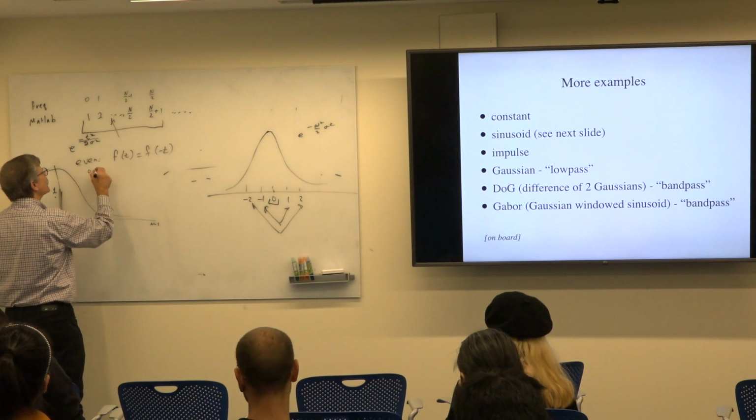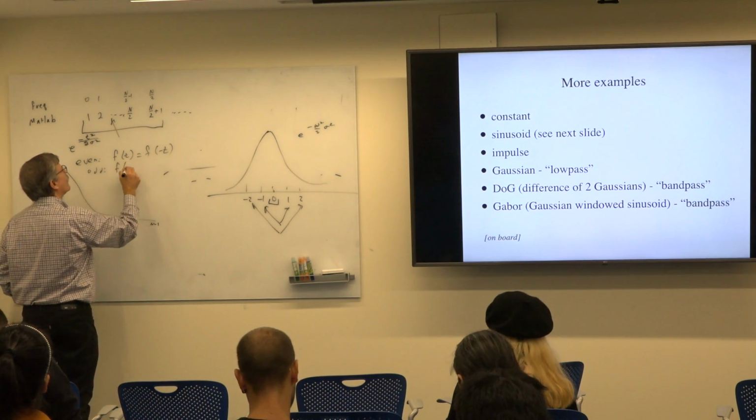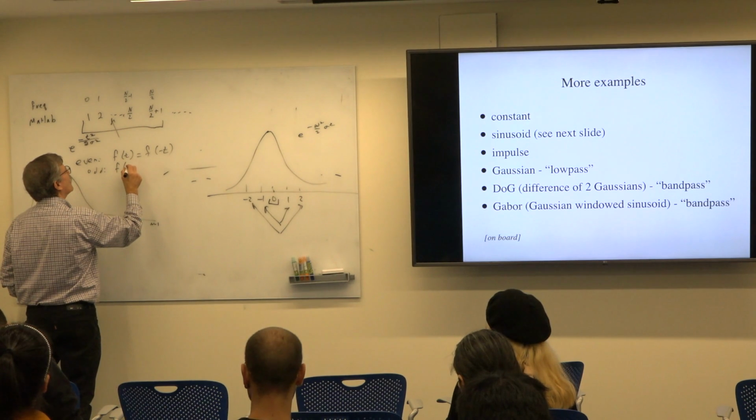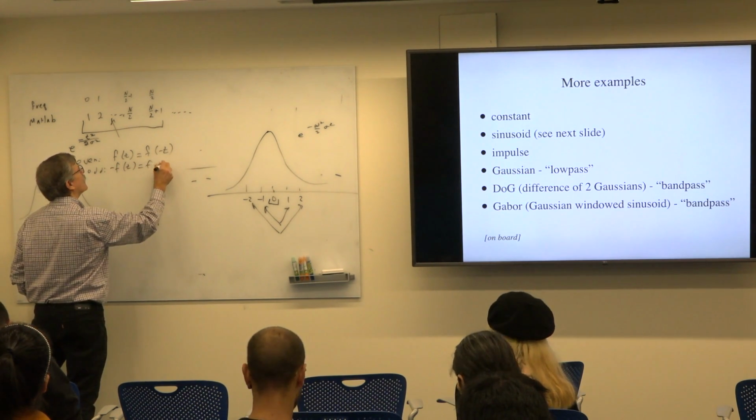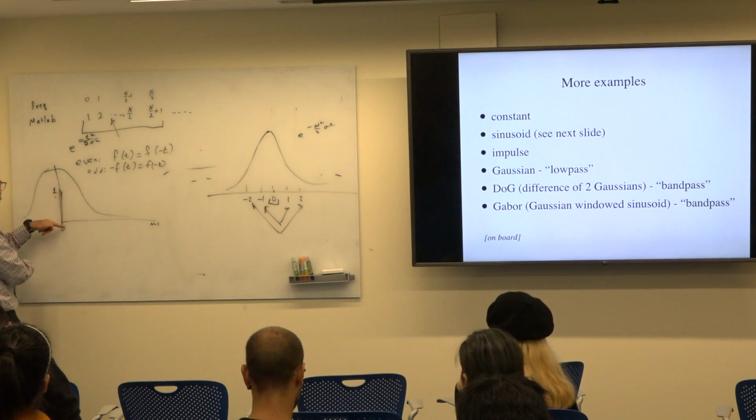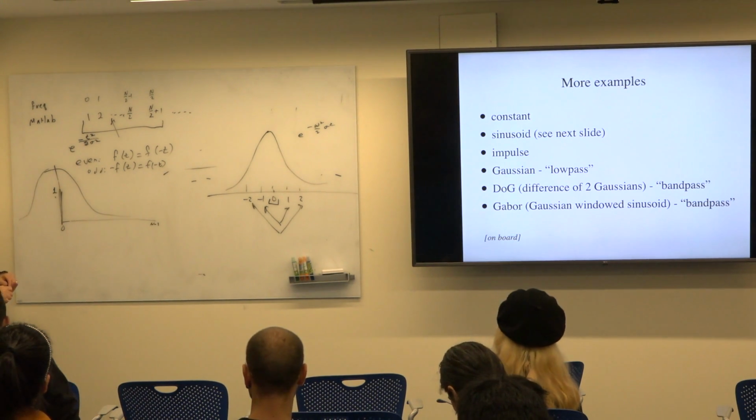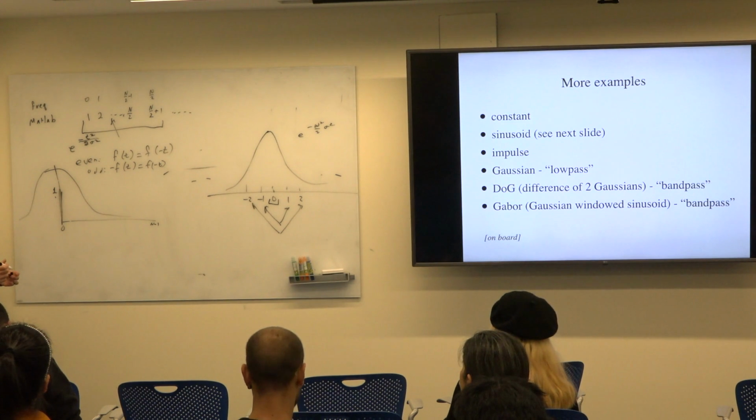An odd function is just the opposite. Negative f of t equals f of minus t. So where it's positive on this side, it's negative on this side. What are the two obvious exemplars of an even function and an odd function?